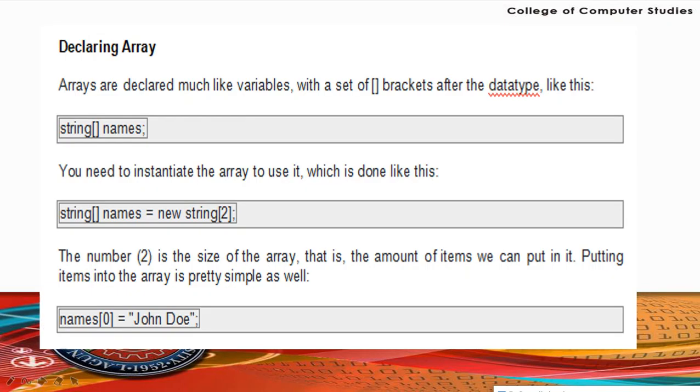Okay. Arrays are declared much like variables, with a set of square brackets after the data type. For example, string[] and then the name. Okay? You need to instantiate the array in order for you to use it. So string[] names = new string[2]. The number 2 is the size of the array. It is the amount of items that we can place inside your array. So putting items inside the array is pretty simple. Here's the example: names[0] = "John Doe".